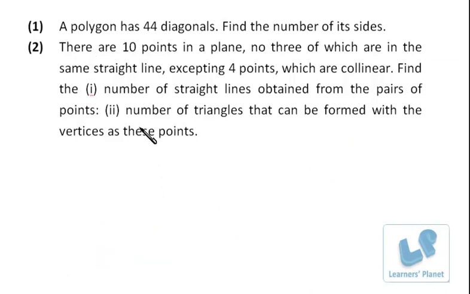Now, there are 10 points in a plane, no 3 of which are in the same straight line except 4 points that are collinear. So we have 10 points, and out of these 10 points, 4 points are collinear. It's an important piece of information. Then we have to find the number of straight lines obtained from the pairs of points.